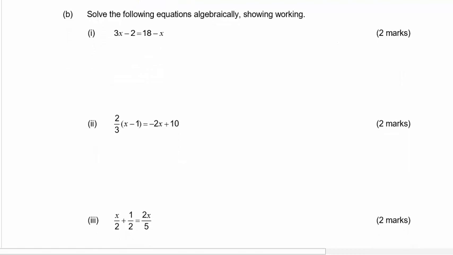Solving these equations, my first step is going to be to gather my x terms on the same side. So I'm going to add x to this side to eliminate this negative x. So adding x to this side, we get 4x take 2 equals 18. And then I'm going to add 2 to both sides to eliminate this subtract 2. And then I'm going to divide away my 4.